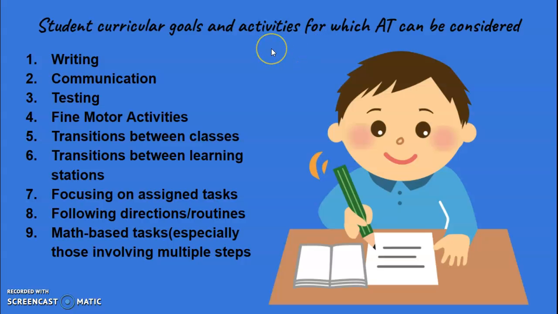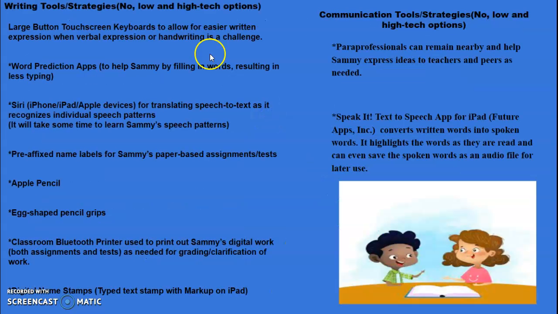Moving on to the next slide and looking at student curricular goals and activities for which assistive technology can be considered for Sammy. I chose to look at 9 different areas, including writing, communication, testing, fine motor activities, transitions between classes, transitions between learning stations, focusing on assigned tasks, following directions and routines, and math-based tasks, especially those involving multiple steps. These are the areas that would most profoundly affect Sammy's performance, both at home and in the classroom. So moving on to the next slide.